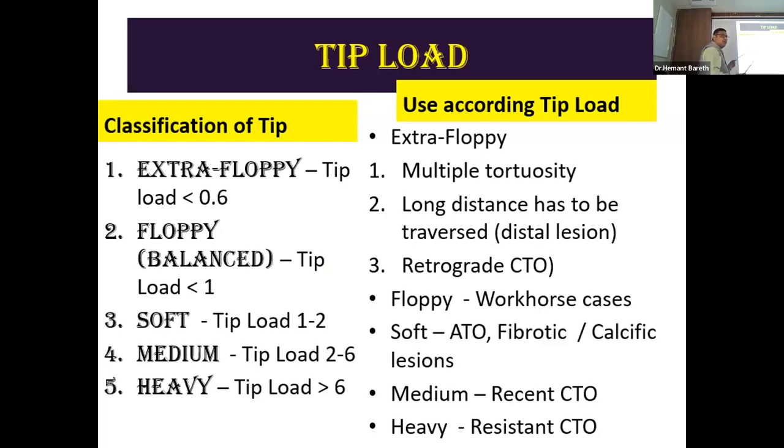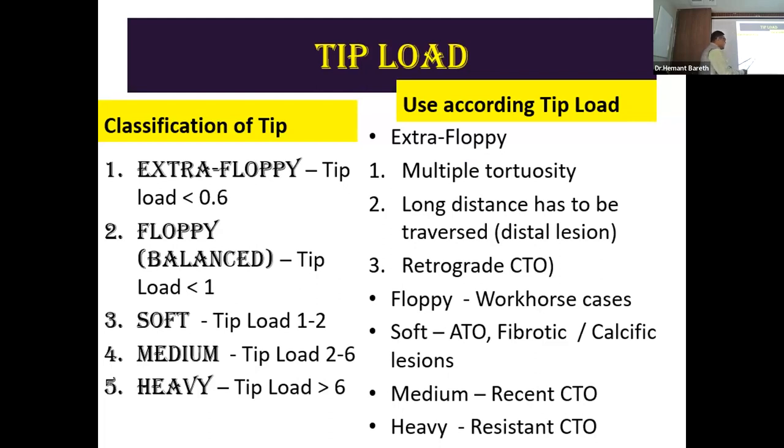Then the soft, when the tip load is 1 to 2, is useful in acute total occlusions. Because if you are pushing through a normal vessel, you are only pushing through blood, so the tip load required is very less. But if you are pushing through a thrombotic lesion, then you may require a little bit more pushability, a little more ability of the tip to penetrate. And therefore, you might use a wire of 1, which is a soft tip wire.